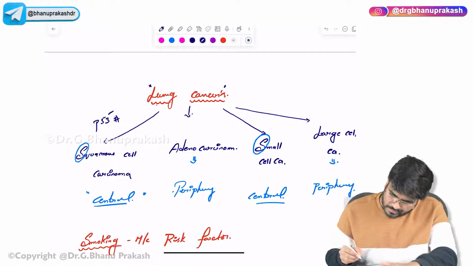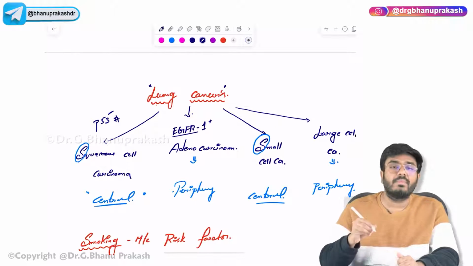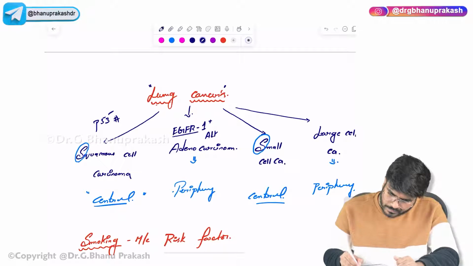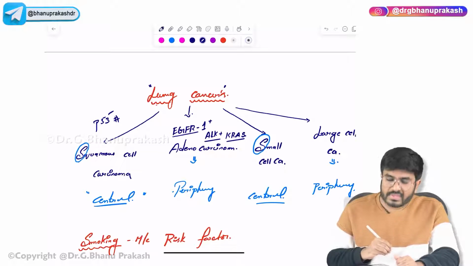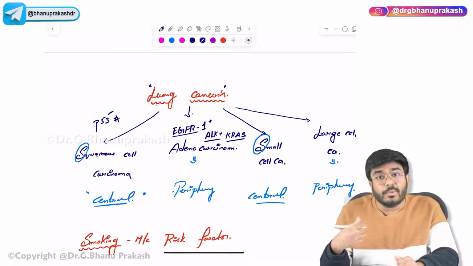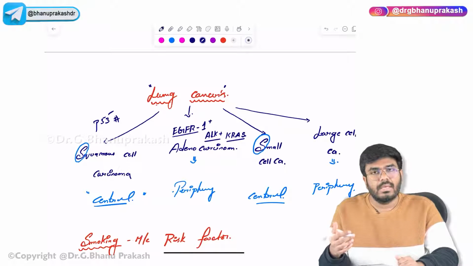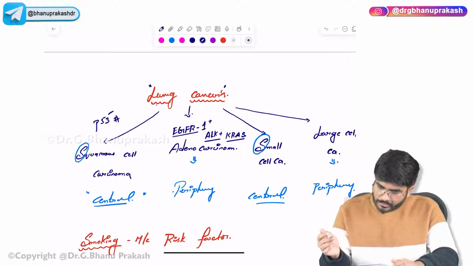Adenocarcinomas are because of which mutations? Adenocarcinomas are because of activating mutations in EGFR1, ALK1 mutations, and KRAS mutations. Okay, all of these activating mutations of the KRAS gene, ALK gene and EGFR1 gene can lead to adenocarcinoma.